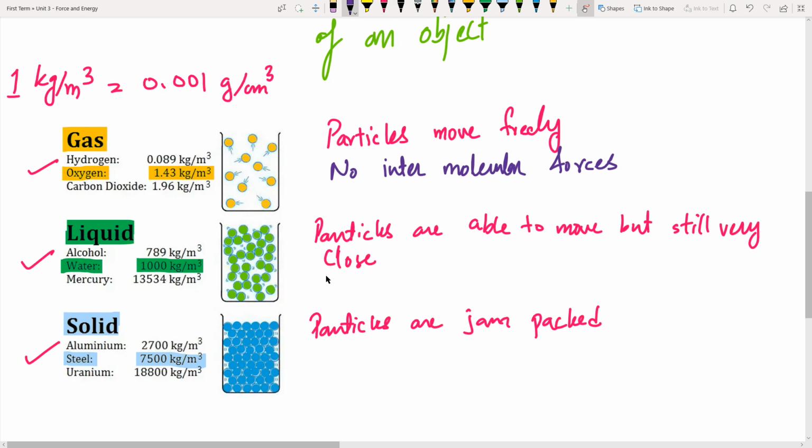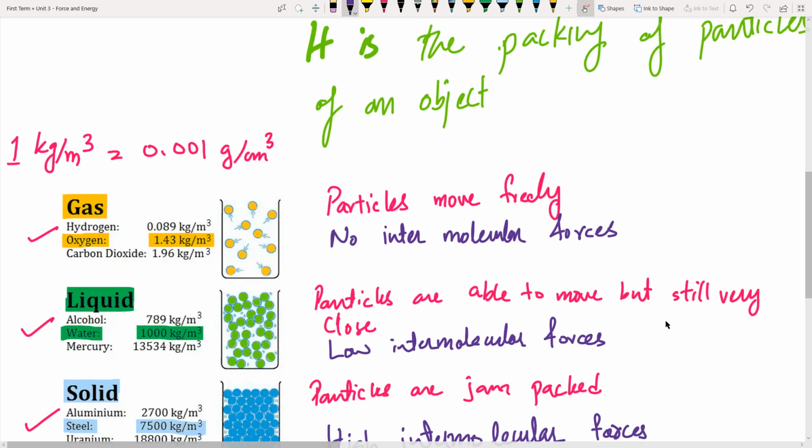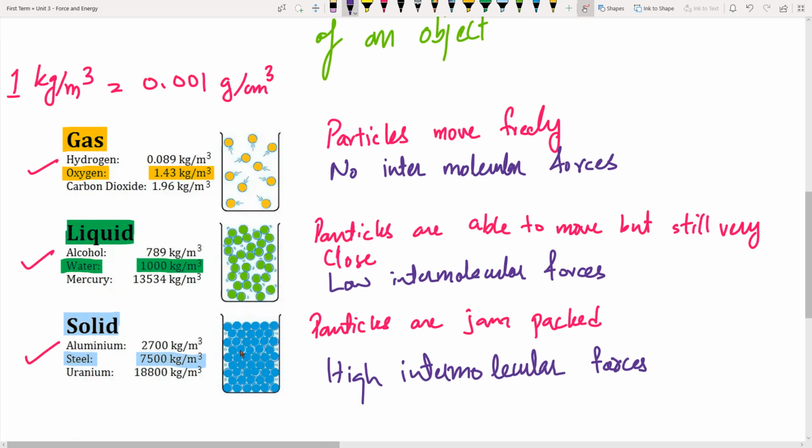Over here we have low intermolecular forces. That's why they are able to move about or swap places, but these intermolecular forces are still there. Hence, it cannot just float around like a gas. And finally, in solids, high intermolecular forces, right? The particles are attracted to each other at a very high rate, or you can say with a lot more force. So this is the basic idea, the difference between these three states of matter relating to the density.